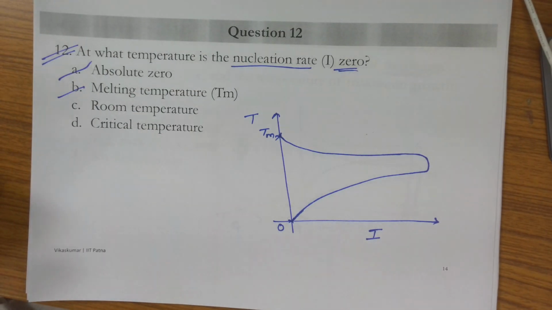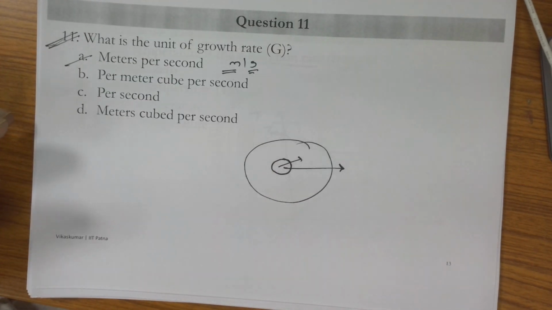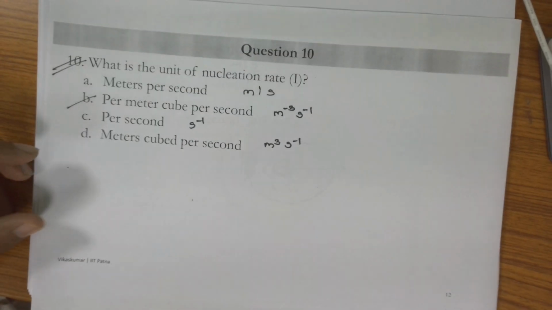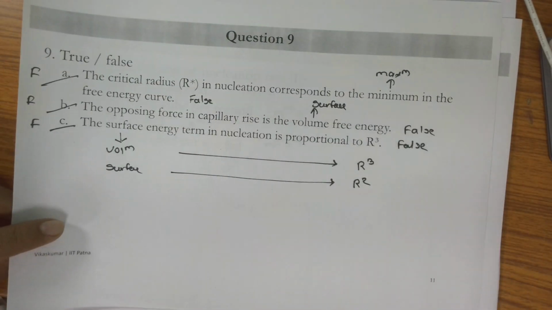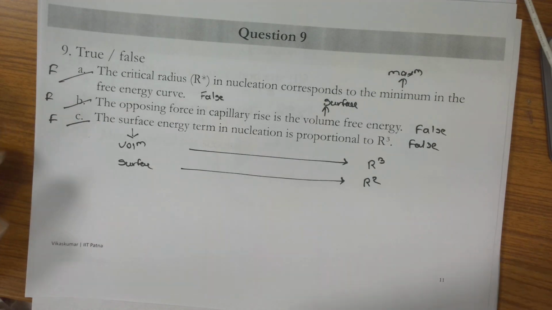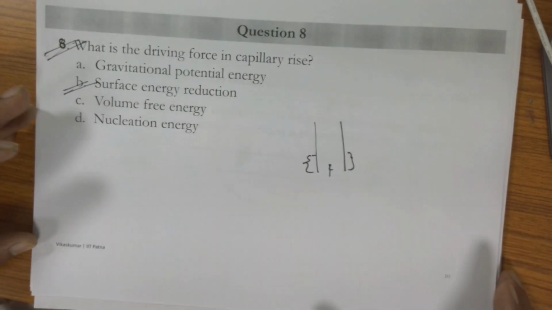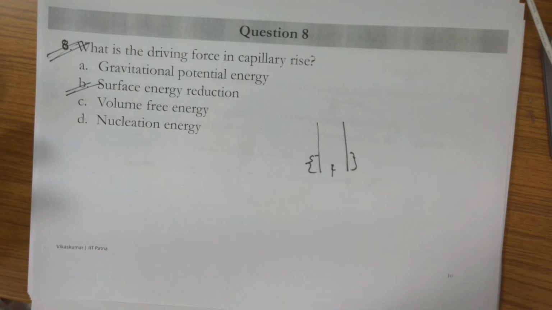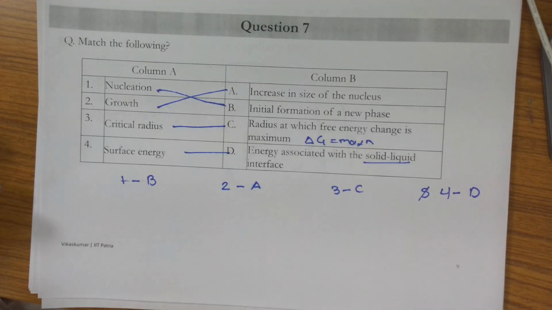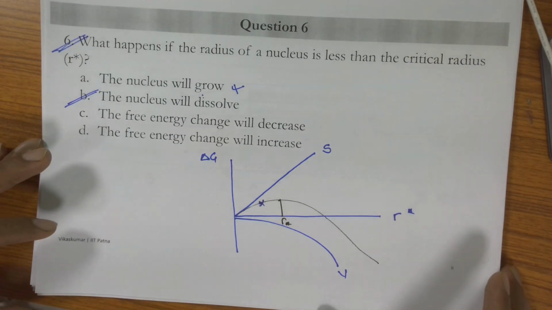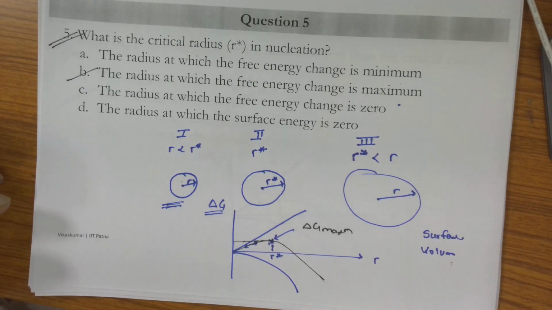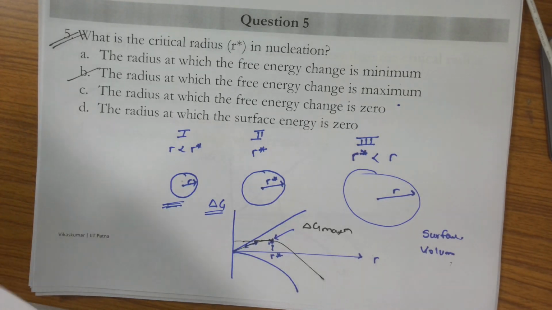Here we discuss that at what temperature the nucleation rate will be 0. What is the unit of the growth? What is the unit of the nucleation rate? Few questions we discuss based on the critical radius of the nuclei. We saw the analogy between the capillary rise and the nucleation, and what is the energy that governs these things to occur. Again, the more or less same things. What will happen if the radius is smaller than the critical radius? What is the delta G at the critical radius of the nucleation?